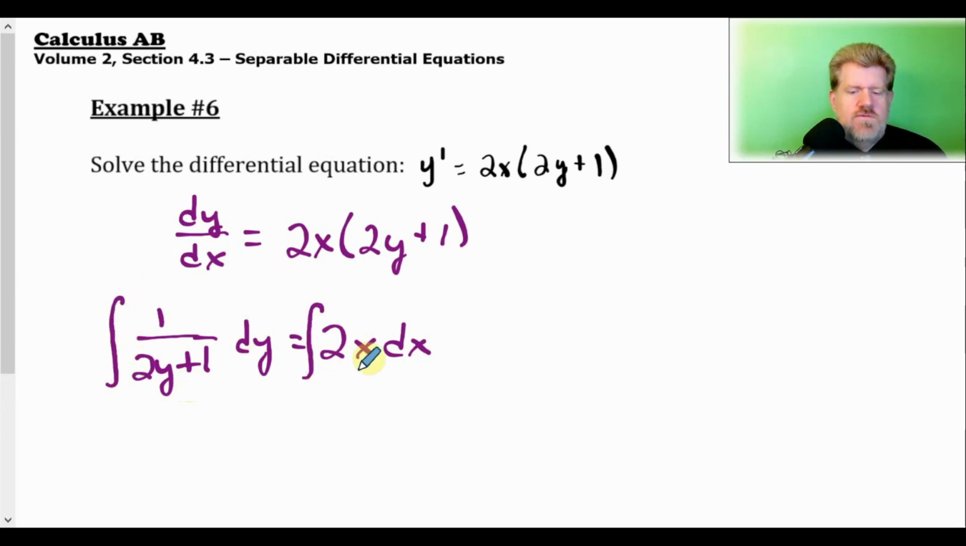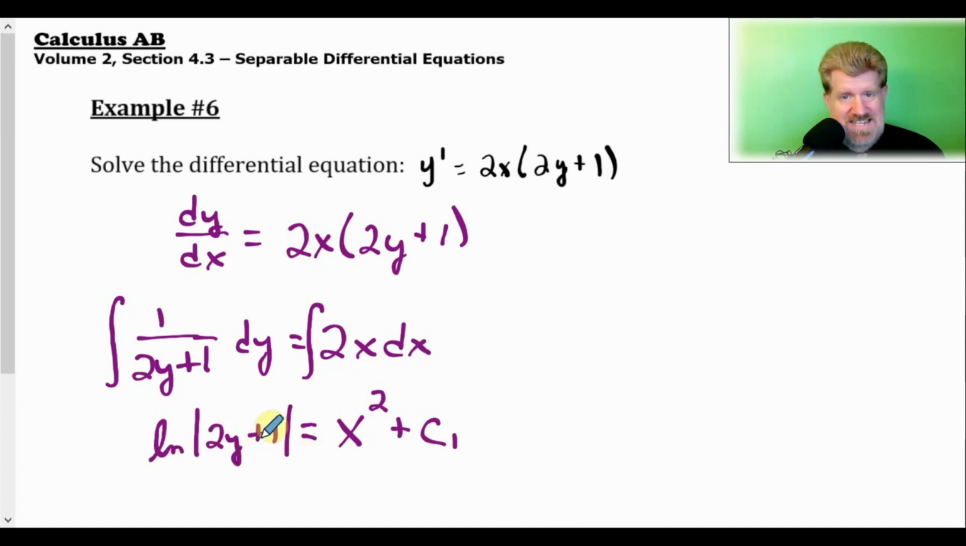So integration time. This one's pretty easy. X squared. Well, I'll put C1 to see if we do anything funny with it. What's the antiderivative of this? All right, your first thought, which is correct, since it's just a y to the first power, it is going to be the natural log of 2y plus 1.